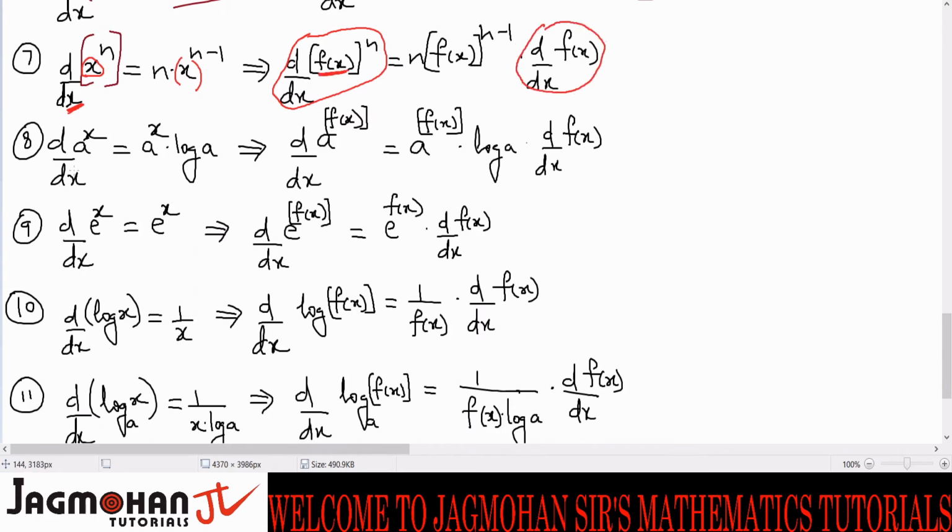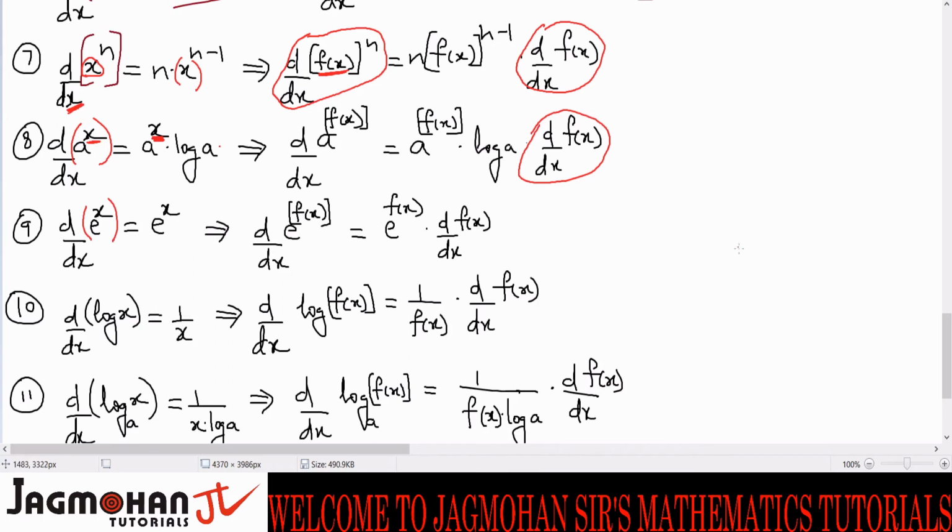Then you have d by dx of a raised to x. What is d by dx of a raised to x? It is a raised to x log a. So after the implication sign, what will we have? This x will be replaced by f of x, and then you will multiply the derivative of f of x. So you can check d by dx of a raised to f of x is a raised to f of x log a into d by dx of f of x. Then e raised to x. d by dx of e raised to x is e raised to x. So d by dx of e raised to f of x will be e raised to f of x into d by dx of f of x.